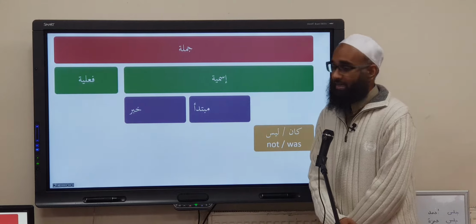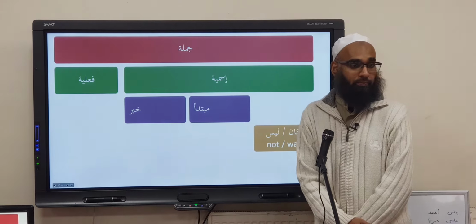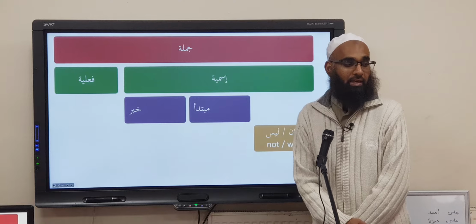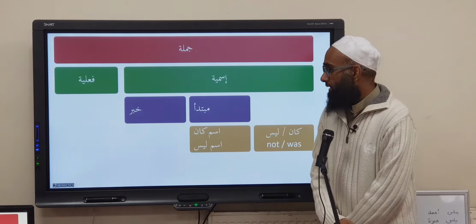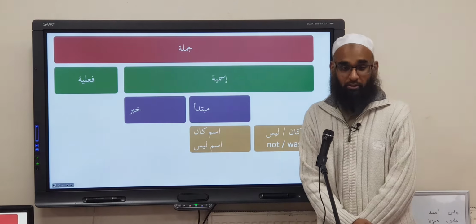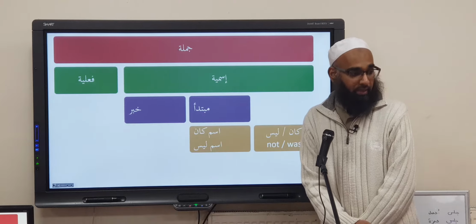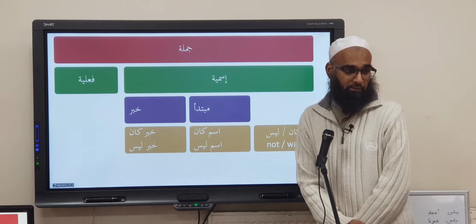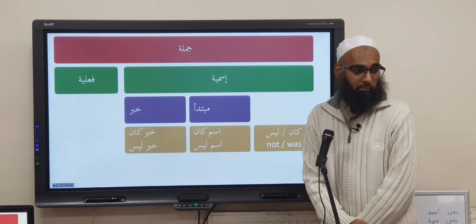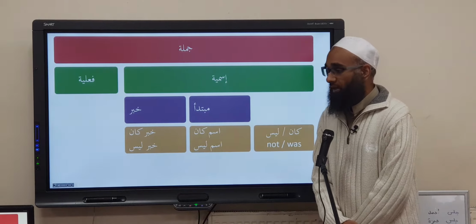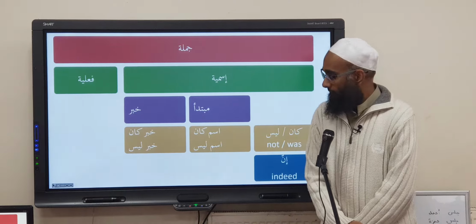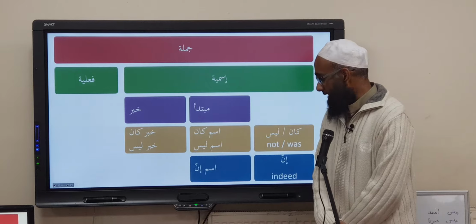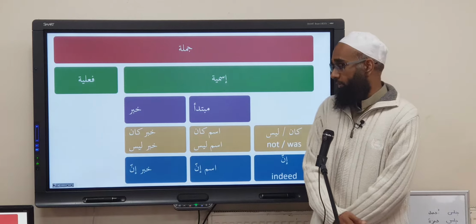When you add kana and laysa to a jumlatul ismiya, what happens? What's the mubtada called? Ismu kana or ismu laysa. And when you add kana and laysa to the khabar, the khabar is called Khabaru kana or Khabaru laysa. What else can you add to Jumla Ismiya? Harfun mushabbahun bil fi'l. The mubtada is called Ismu inna. What does inna mean? Indeed. So you call it Ismu inna. And the khabar, Khabaru inna.